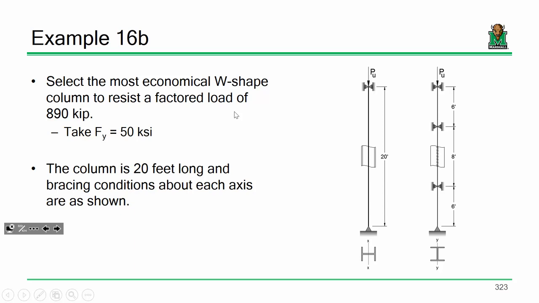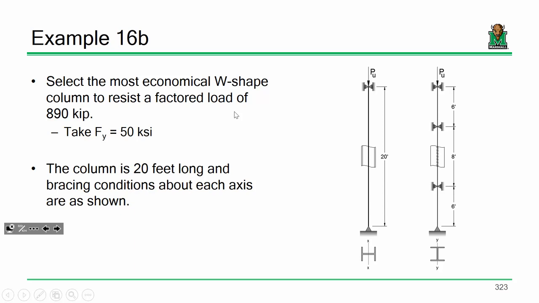I get it. It's homework, and you don't want to do it. It's worth it. Okay, so we're selecting a column to withstand 890 kips. We have Fy as 50 ksi, which means we can use table 4.1. Now we have a 20-foot long column, but it has different boundary conditions.